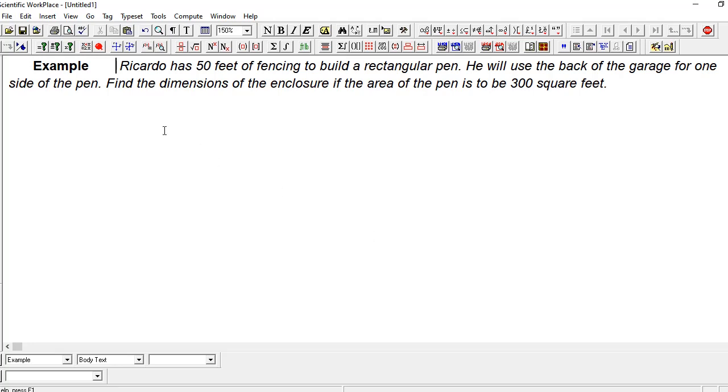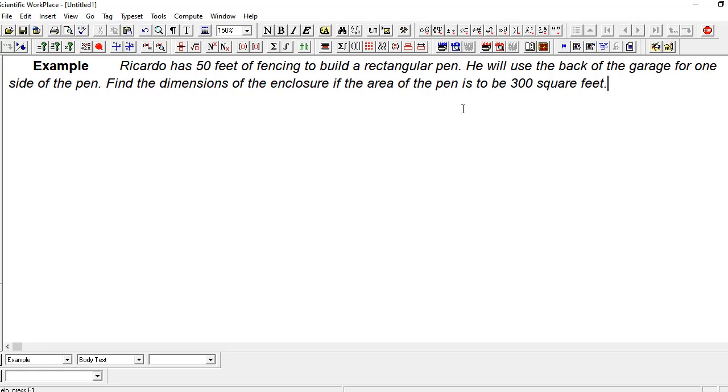Okay. If Ricardo has 50 feet of fencing to build a rectangular pen, he will use the back of the garage for one side of the pen. Find the dimensions of the enclosure if the area of the pen is to be 300 square feet. So what's the given information and what's the missing information?